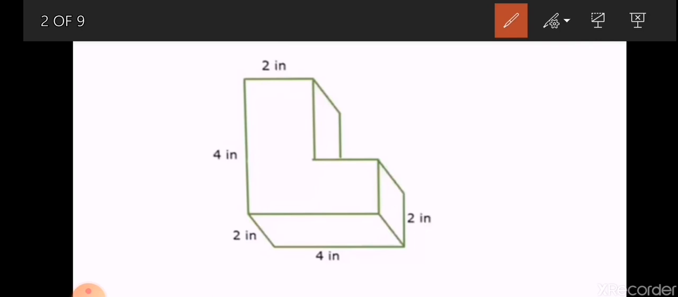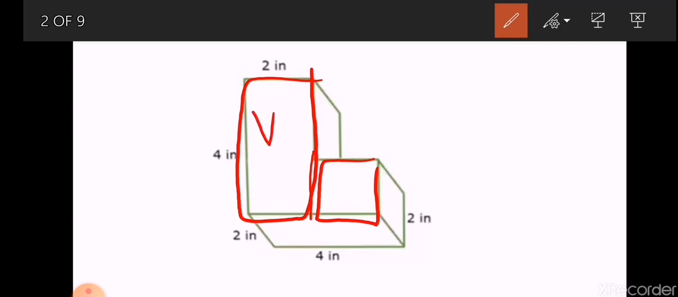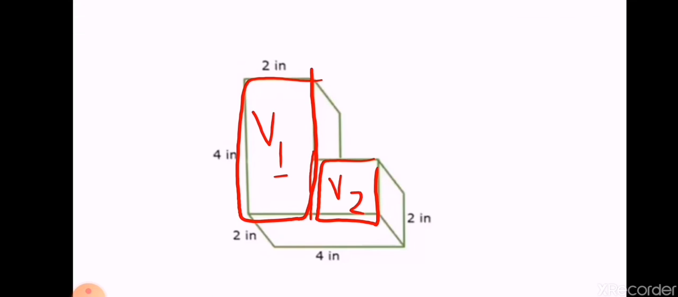Like for example this one, if I cut it from here, I will have two new shapes, this part and this part. Each one of them is a new shape. If I get the volume for each shape and add them, I will get the total volume. So for example, I will get volume 1 and volume 2, then I will add the two volumes together, and it will be the total volume for the figure.